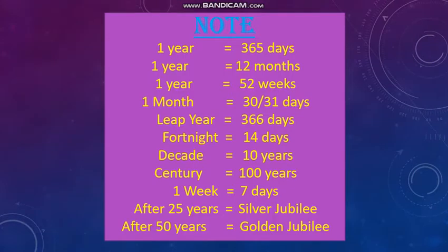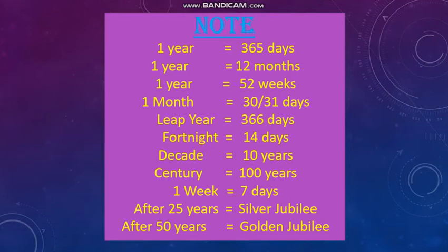A year has 12 months, 52 weeks, and 365 days. A month has 30 or 31 days. Some months have 31 days and some have 30 days, and February has 28 days. A leap year has 366 days. Every fourth year is a leap year. February has 29 days in a leap year instead of 28 days.